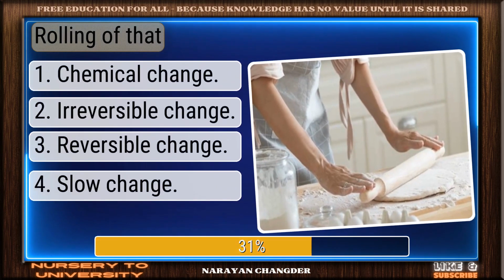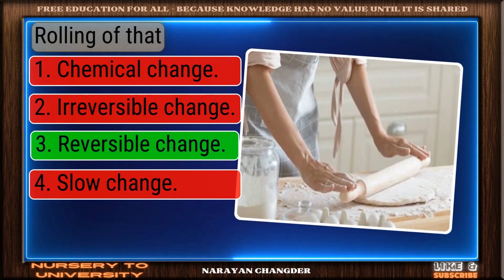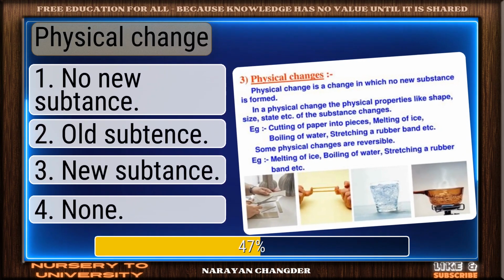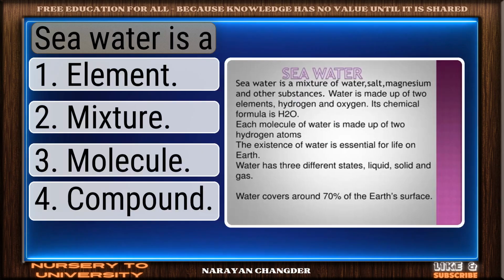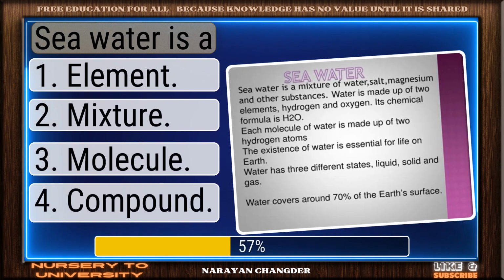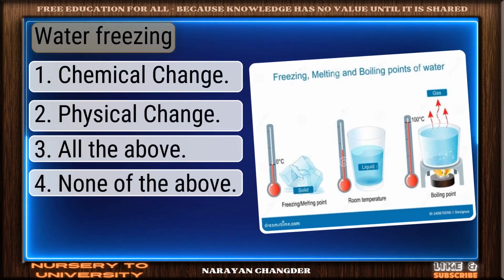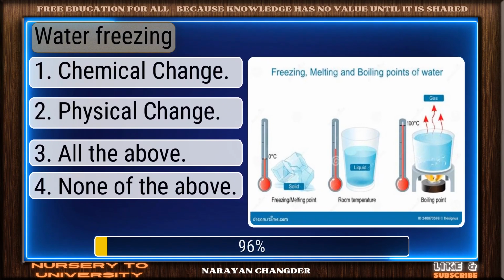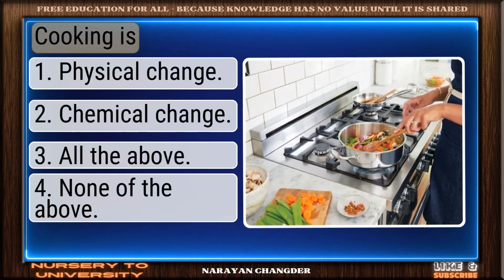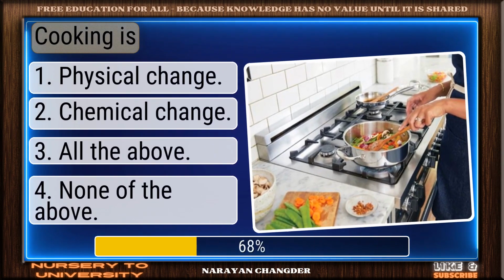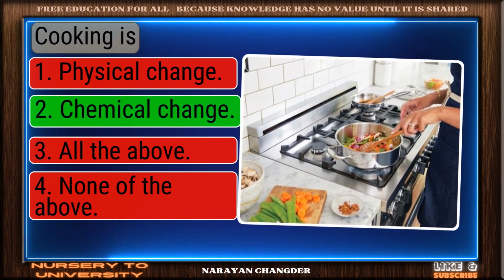Rolling of that? Correct. Reversible change is the right answer. Physical change. Well reasoned. No new substance is the correct choice. Seawater is a? You got it. Your choice mixture is right. Water freezing? Good thinking. Physical change is the right answer. Cooking is. Nice work. You chose chemical change and it is correct.